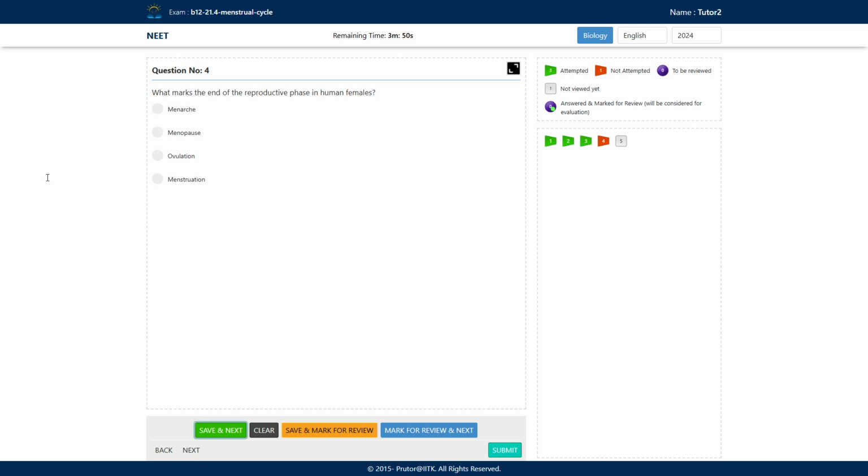Now, what marks the end of the reproductive phase in human females? Oogenesis occurs at a particular stage only. Eggs are not produced throughout life. These eggs are produced up to a certain age in females. At around 50 years of age, the egg production and the menstrual cycle stop. So the end of the reproductive phase in human females is known as, what is the scientific name given to it? Menarche, menopause, ovulation, and menstruation. These are the 4 options. Choose the correct answer from these options.